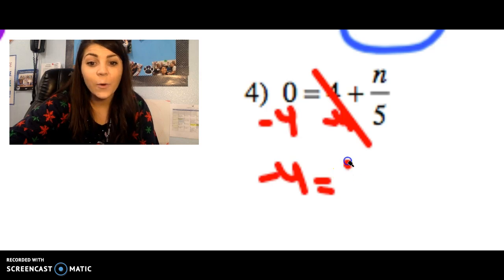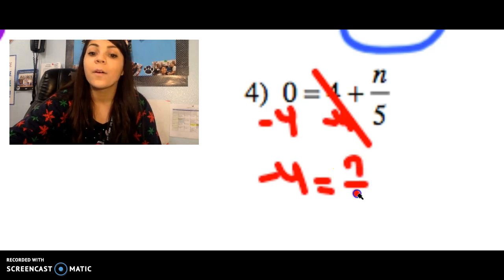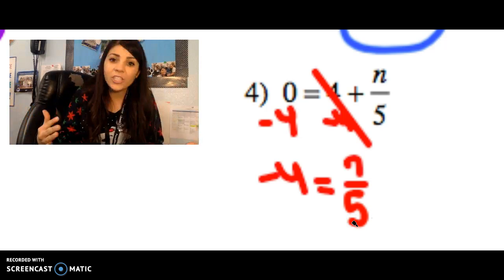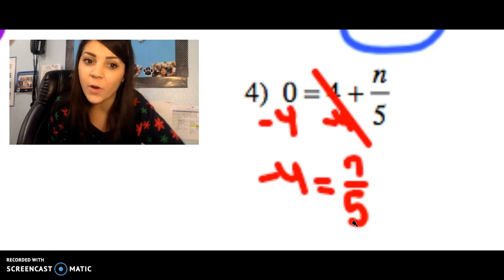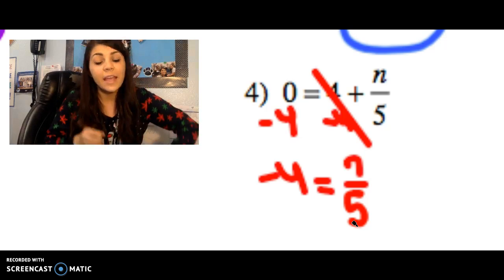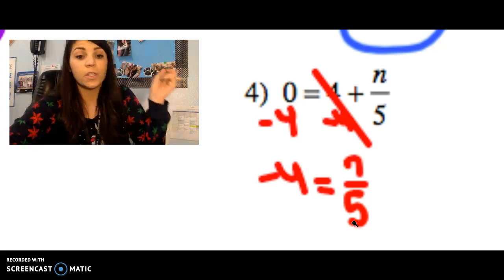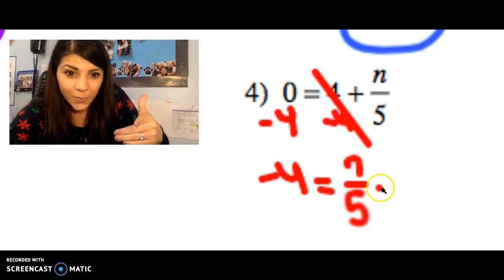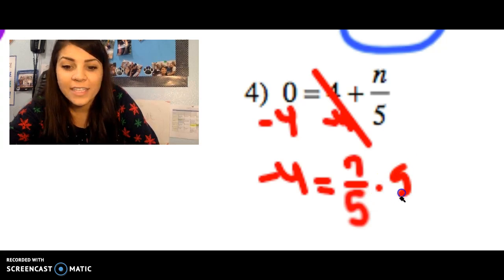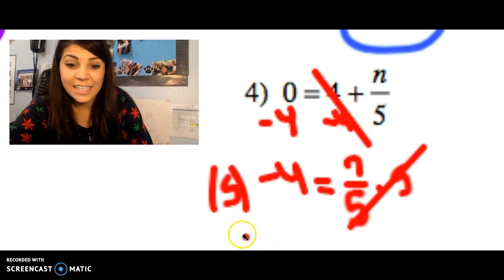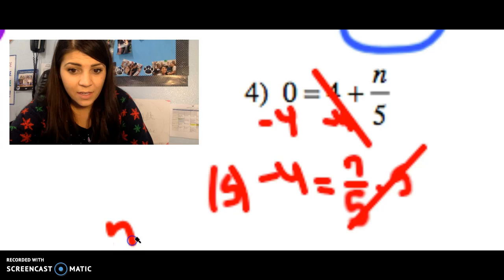Equals n over 5. Now that I've gotten this set up like this, it is a one-step equation. This is stuff that should be looking very familiar to you, okay? And from here, we know that n is being divided by 5. So the inverse of that would be multiplication, where we multiply 5 to this side, we multiply 5 to that side. I know that 5 times negative 4 is negative 20. So I have n equals negative 20.